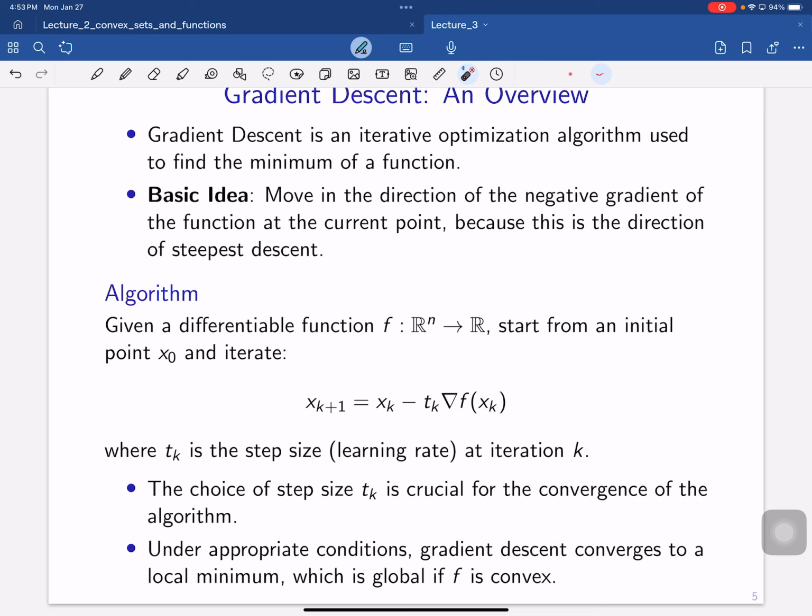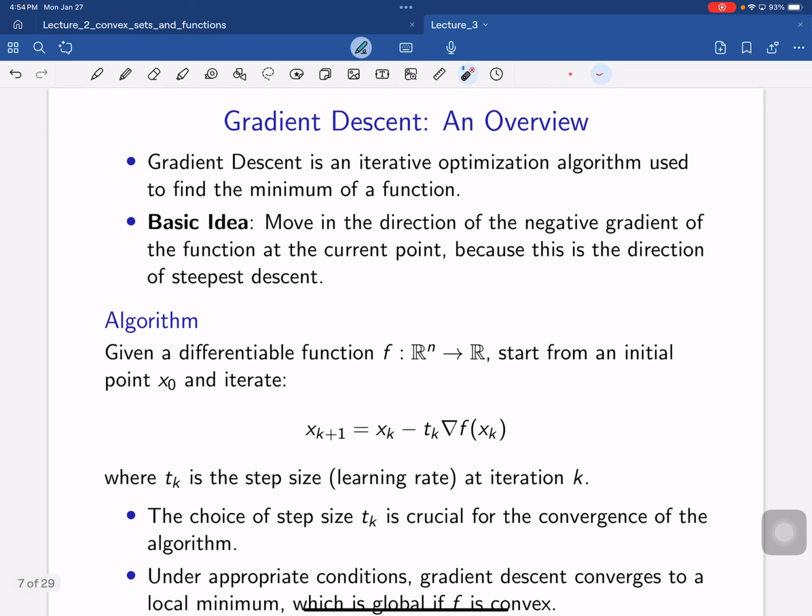Right? So let's say you use a commonly used machine learning framework like PyTorch or TensorFlow to train neural networks, then you can specify a parameter called learning rate. The learning rate is pretty much the step size you use in gradient descent. And the choice of the step size is crucial for gradient descent to converge. Under certain conditions, gradient descent converges to a local minimum, which is global if f is convex. So here we will only discuss the convex case.